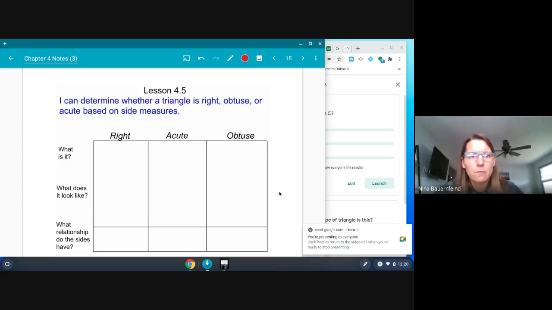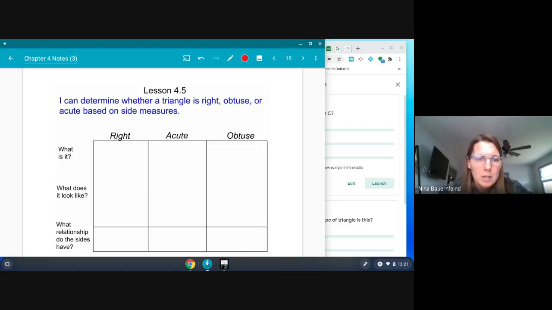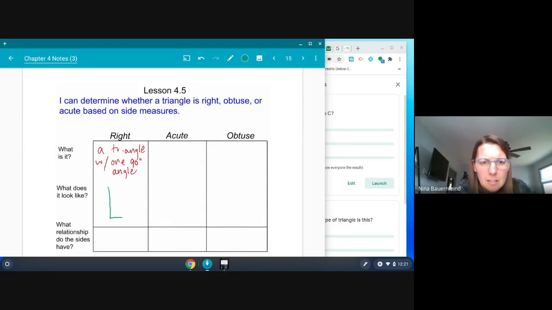All right, so lesson 4.5 is all about triangles. The goal is that you can determine whether a triangle is right, obtuse, or acute based on side measures. A couple of things to remember. A right triangle, what is it? It's a triangle with one 90-degree angle. And what does it look like? It looks like some variation of this, where it's like a perfect corner and then this is connected. That was terrible, but whatever. So that's what it looks like.